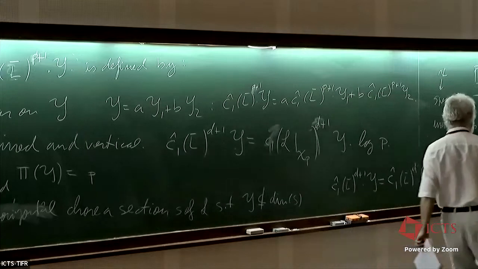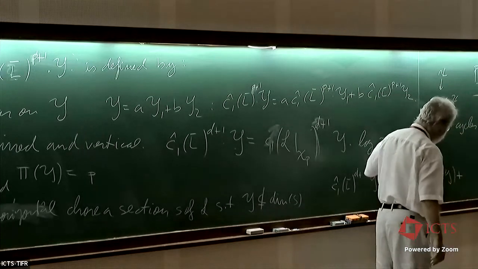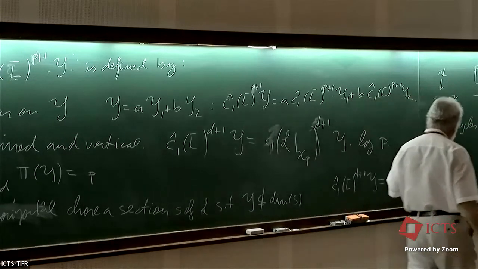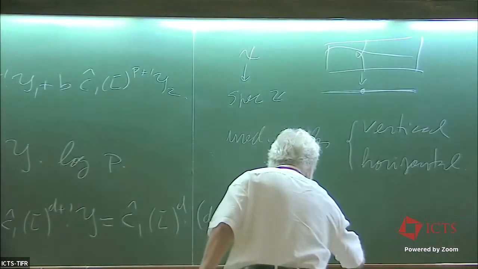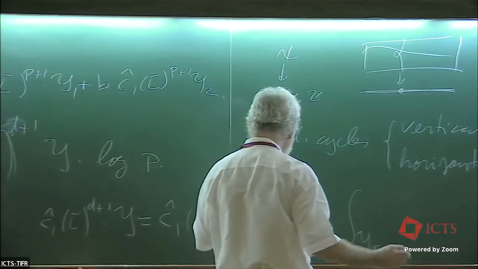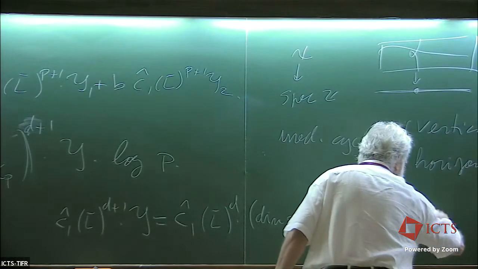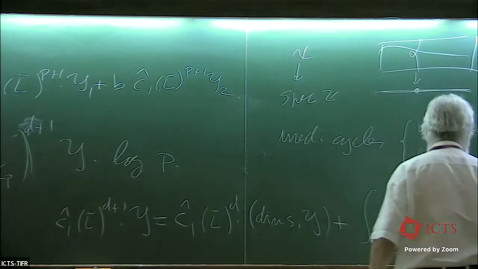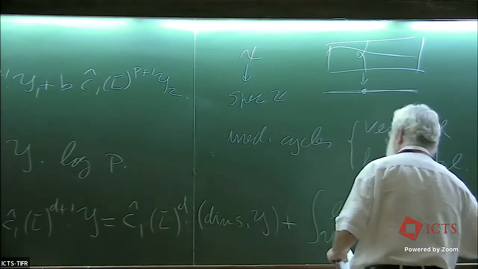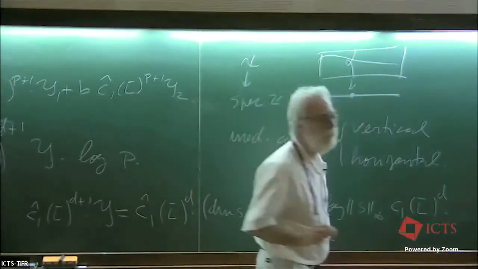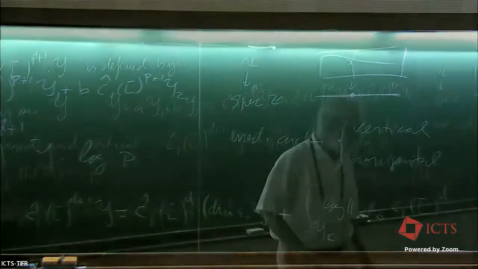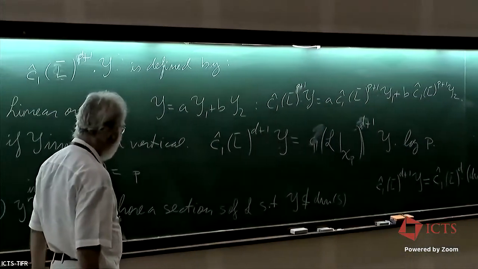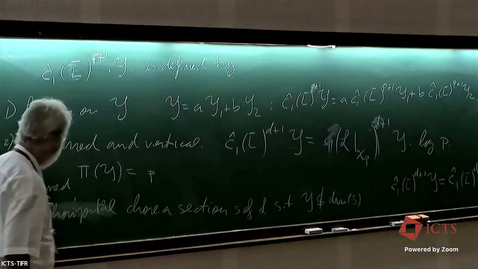But I have to add a correction term. This will be the contribution on the model, but I have to add the contribution at the special fiber, and this will be the integral on Y_C of the logarithm of the norm of the section with the metric at infinity times the first Chern form of L bar to the power D. Okay, so this gives me an inductive method of constructing the height of any subvariety of the model.